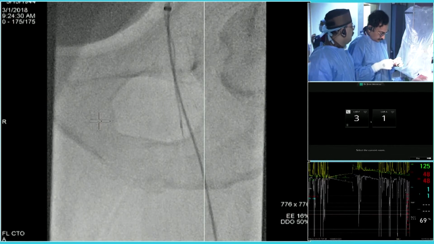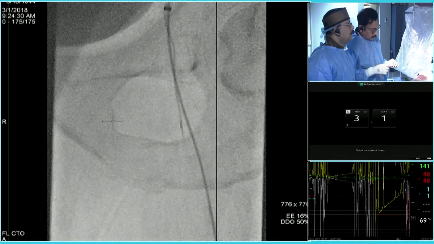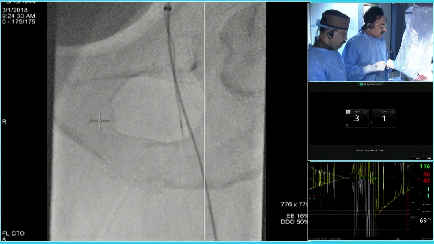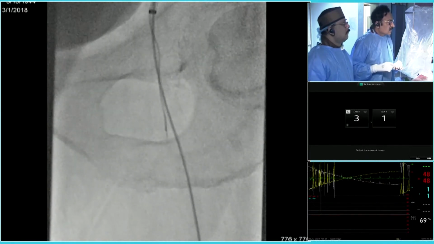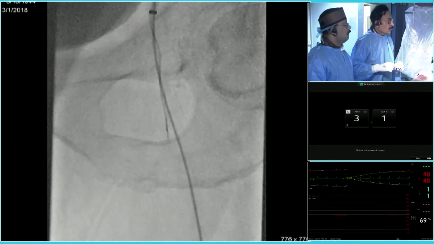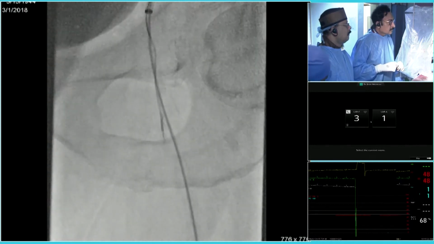True. True. I teach my fellows that the profunda is the left main of the leg. Yes. Cannot touch it, otherwise you'll turn a stable claudication into something worse. Seeing the patient is having grade 2 claudication only and is not in acute limb ischemia despite total occlusion of the common femoral artery. So this profunda artery is very important.